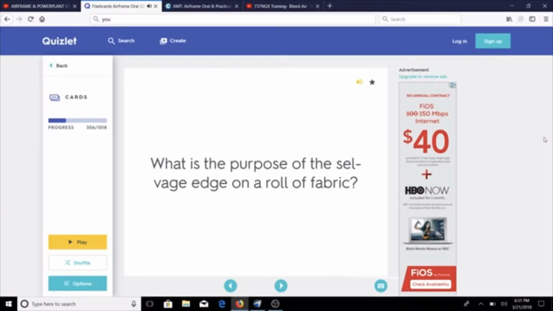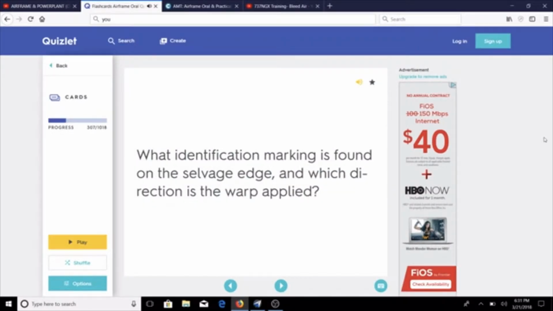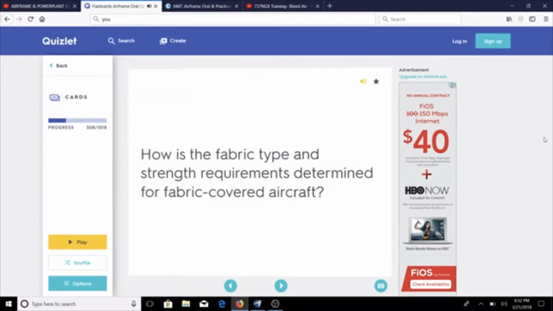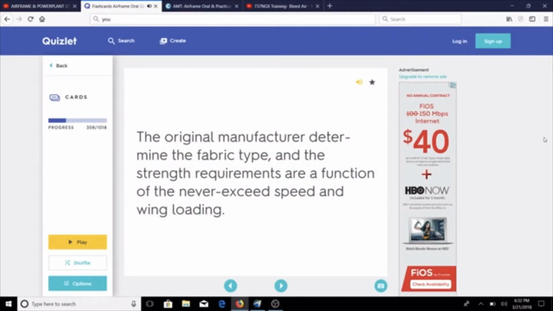What is the purpose of the selvage edge on a roll of fabric? It prevents the fabric from unraveling. What identification marking is found on the selvage edge, and in which direction is the warp applied? The FAA-PMA stamp is found on the selvage edge, and the warp is applied parallel to the line of flight. How is the fabric type and strength requirements determined for fabric-covered aircraft? The original manufacturer determined the fabric type, and the strength requirements are a function of the never exceed speed and wing loading.